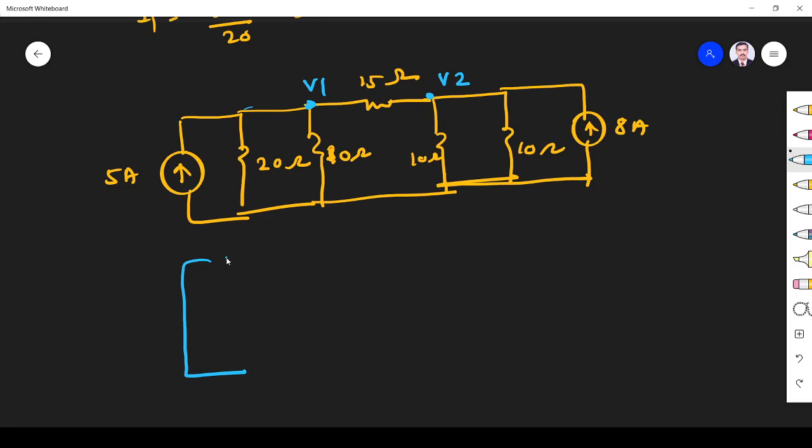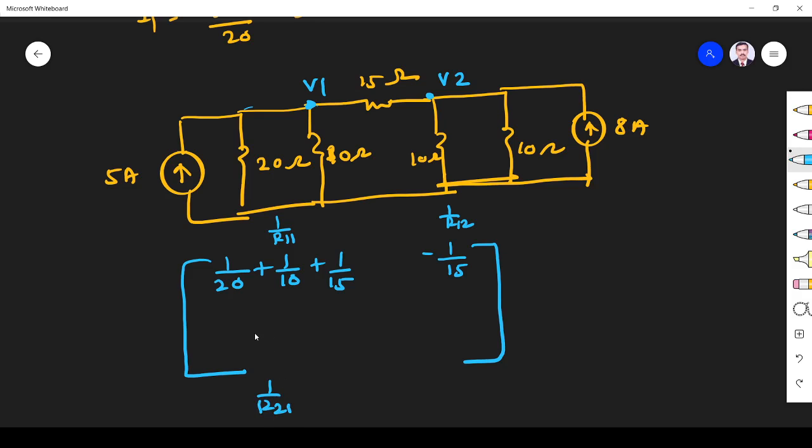I told you to take the inverse of these and sum them up. 1 by 20, 1 by 10 plus 1 by 15. Right? We have two nodes, so this is 1 by R11. R11 is the sum of all the resistors connected here. Next, 1 by R12 is the value of resistance which is common to nodes 1 and 2. It is 15, and take the reciprocal, so 1 by 15, and put a minus symbol. This is 1 by R21, the resistance common between 2 and 1. Again it is 1 by 15, so you have to put minus.